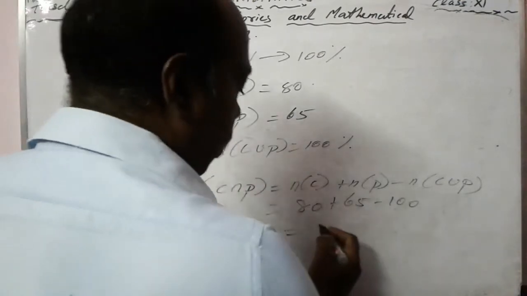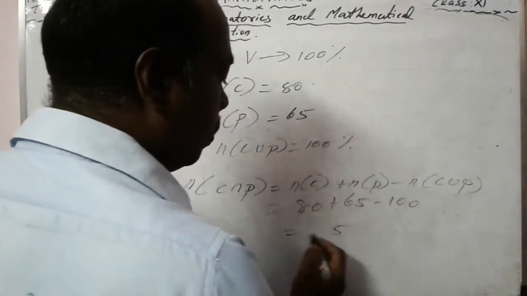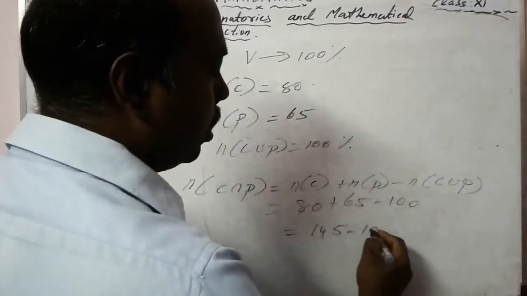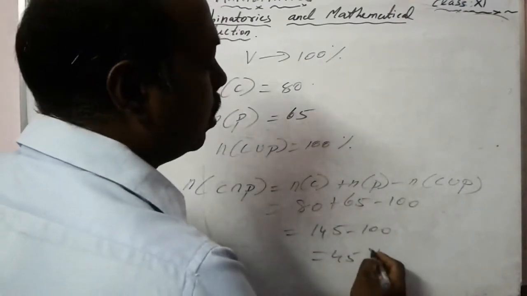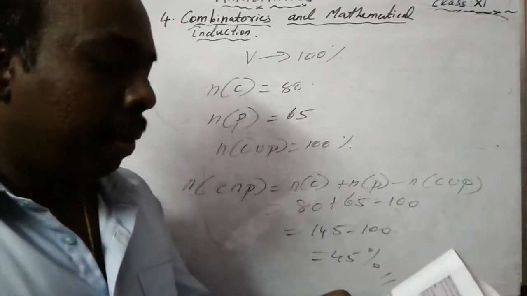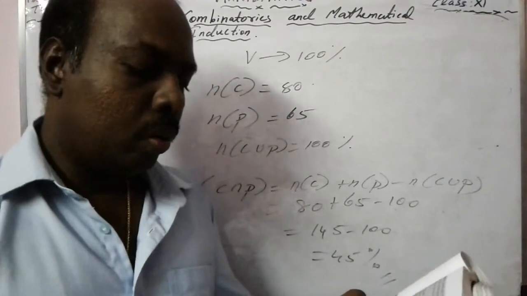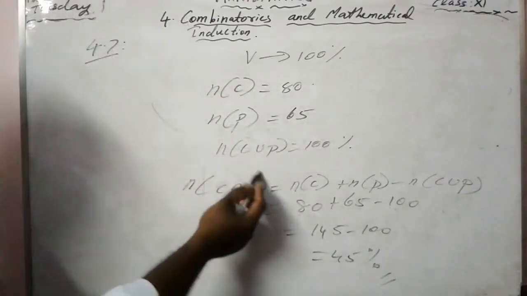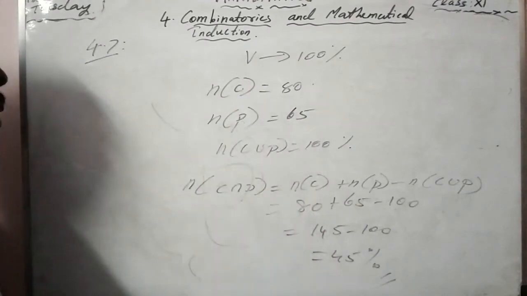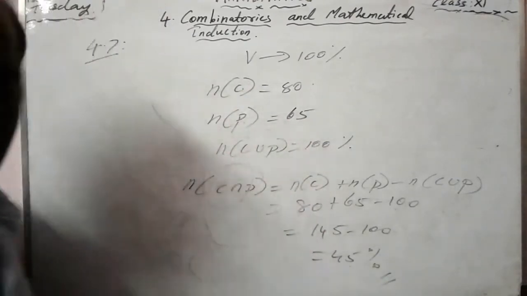So that is equal to 80 plus 65, 145 minus 100, that is equal to 45%. So you can write that the minimum percentage of people who own both coconut as well as paddy field is 45%.